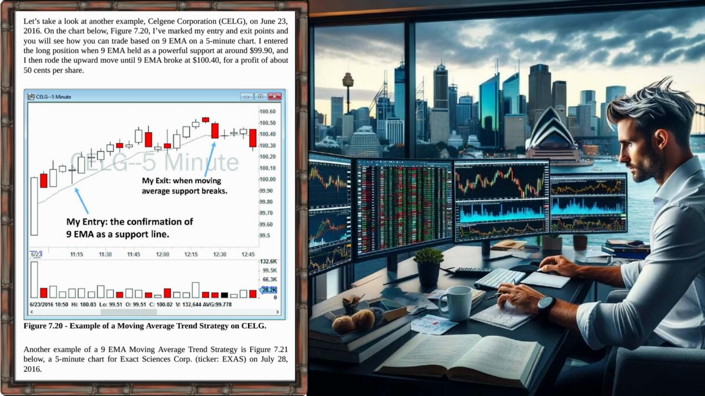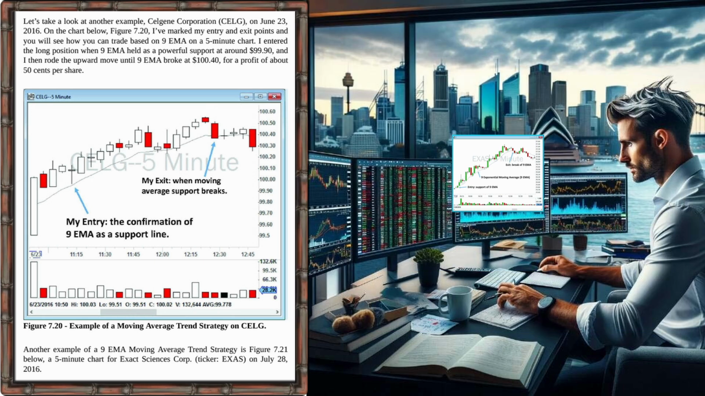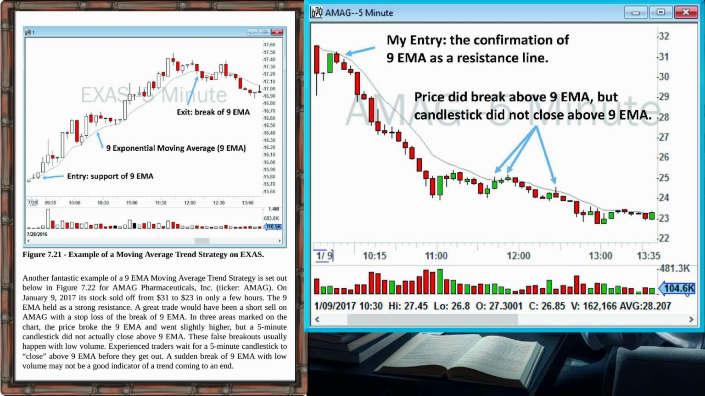Another example of a 9 EMA moving average trend strategy is Figure 7.21 below, a 5-minute chart for Exact Sciences Corp., ticker EXAS, on July 28, 2016. Another fantastic example of a 9 EMA moving average trend strategy is set out below in Figure 7.22 for AMAG Pharmaceuticals Inc., ticker AMAG. On January 9, 2017, its stock sold off from $31 to $23 in only a few hours. The 9 EMA held as a strong resistance.